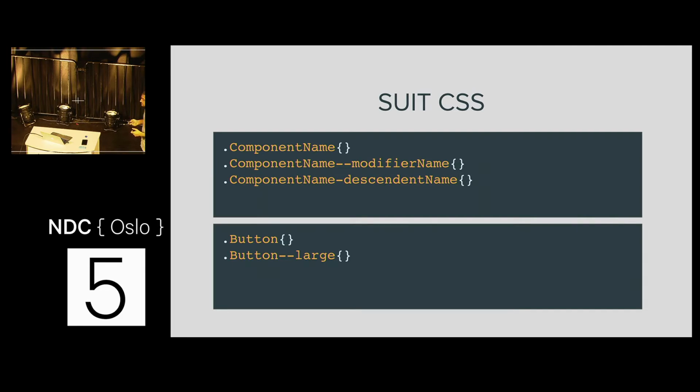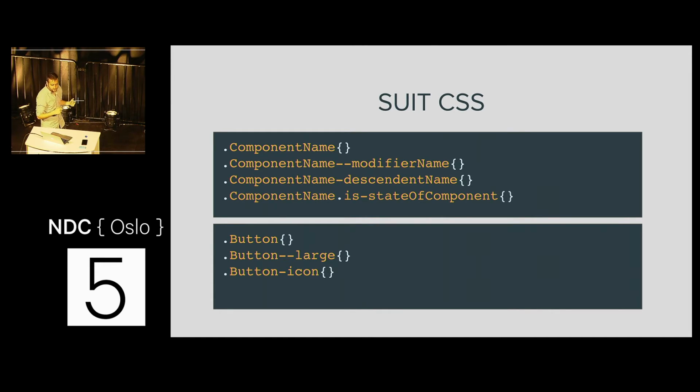And then we've got descendant. So ComponentName-descendantName, with only one dash. In our example, it could be Button-icon. So now, again, I immediately know that this is a descendant of Button. And finally, we have the is-stateOfComponent, for example, like Button is-active.